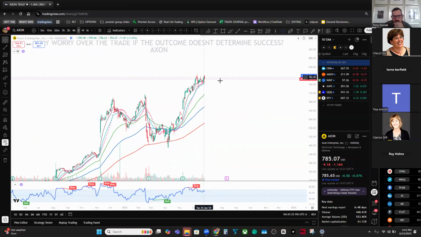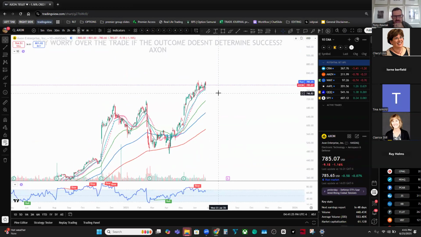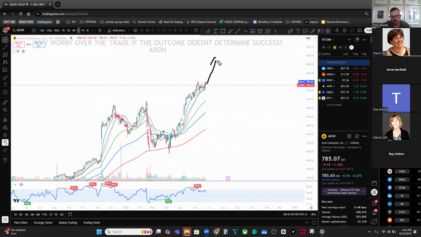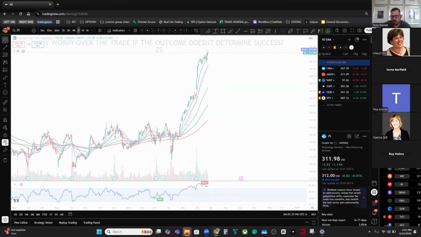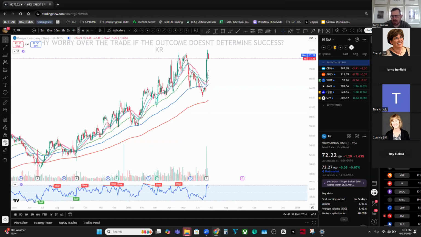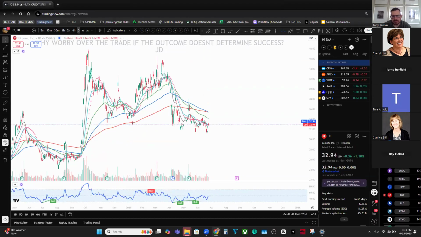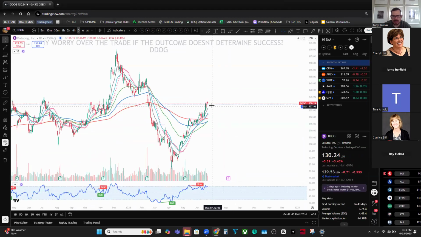This one is okay. It's a little bit too extended for me to the bull side. At this point the probability of it really making a big move here is low. It can happen, but it's not as high as I'd like, so I'll probably pass on that one. Zscaler, meh. This one, not even a setup. Not a great setup. What about Datadog? Nah, not a good setup. It's not close enough to the 10 EMA.